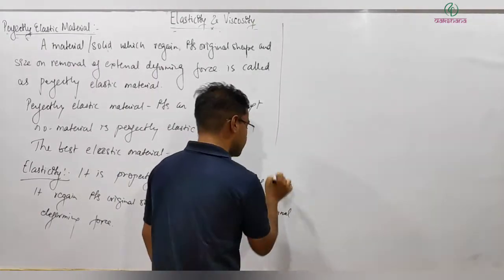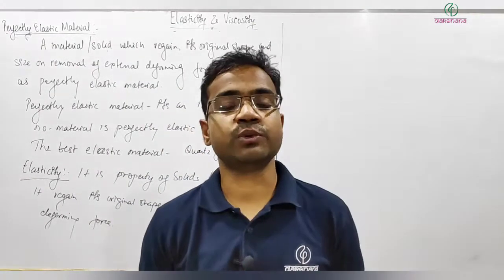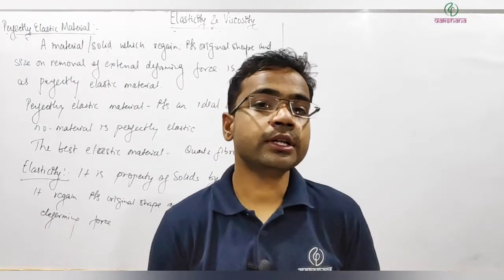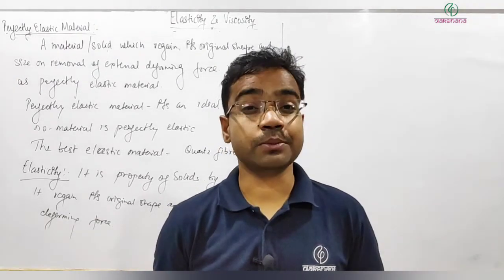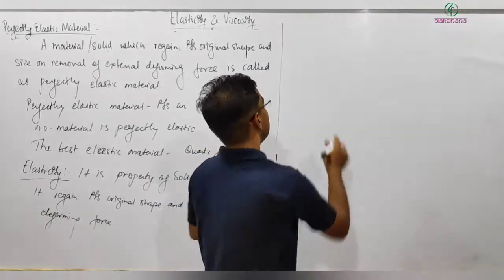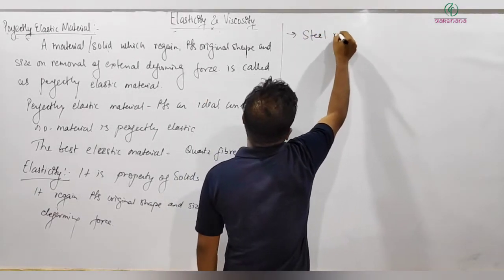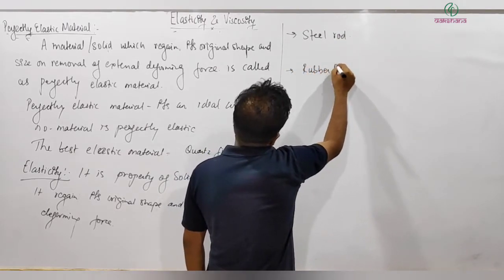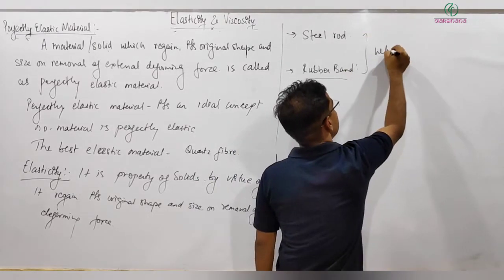Here sometimes some examples are asked. Say there is one steel rod and another is a rubber band. You must be familiar with them. What do you think, which is more elastic? I'm giving you a steel rod, or I will write iron rod, you can take it, and another is a rubber band. What do you think, which is more elastic?